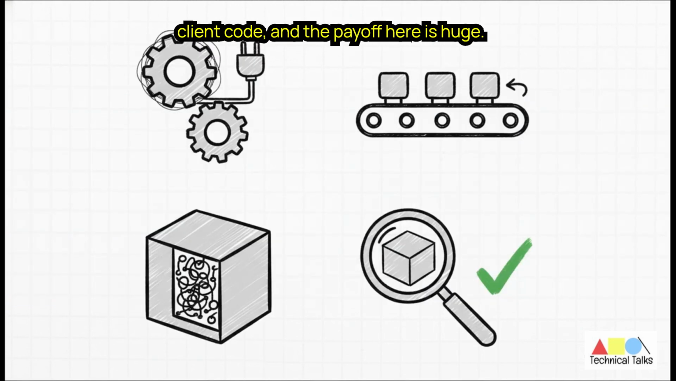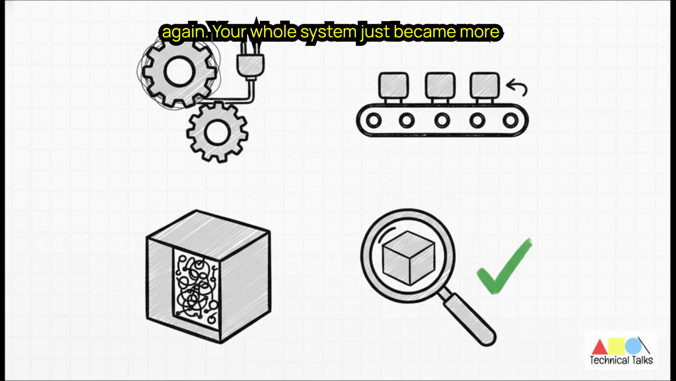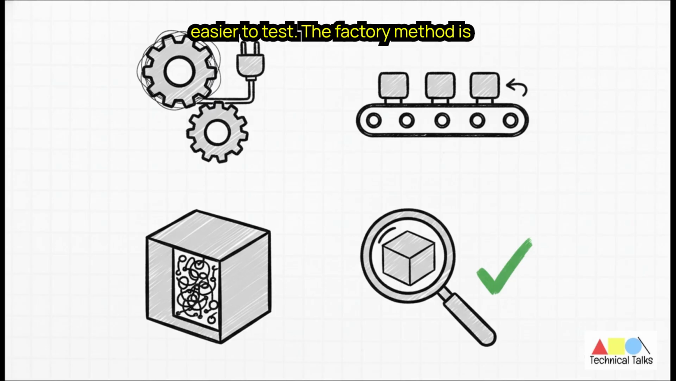And the payoff here is huge. Your code is suddenly so much cleaner. Need to add Slack notifications? No problem. You just create two new classes, Slack Notification and Slack Creator. You never, ever have to touch that original tangled mess of if statements again. Your whole system just became more flexible, easier to scale, and way, way easier to test.